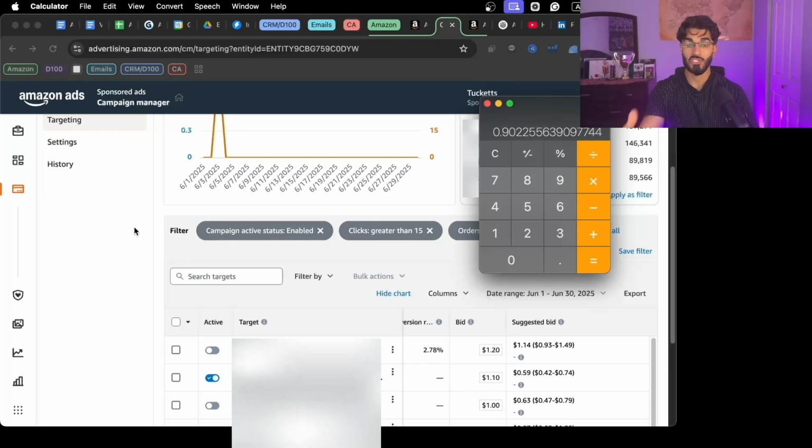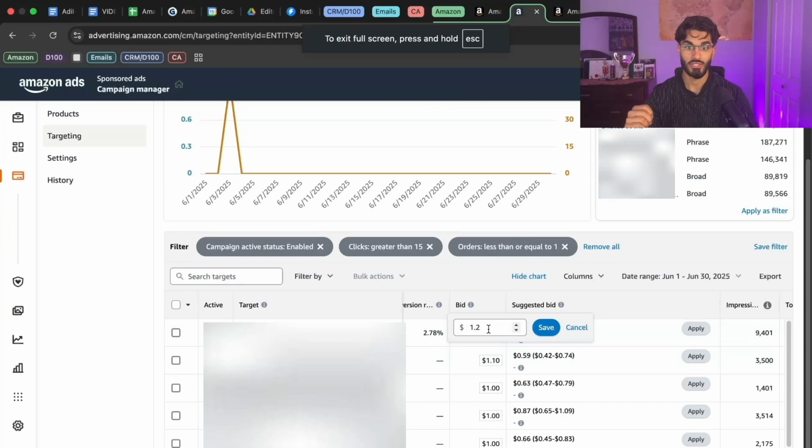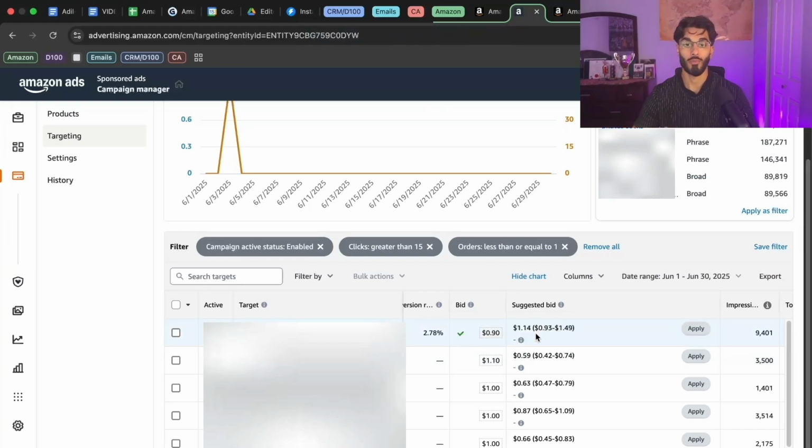Now I'm doing it for these terms because we're not converting well from them anyway. So why should we overspend on terms or products where we're not converting well anyways? We're going to shoot our ACOS up. We want to gradually reduce this so we can bring that ACOS down and focus more of the budget on other products, which I'm going to show you here. So 90 cents is the new bid. I'm going to just change this bid to 90 cents instead. And boom. You want to do that for all the products based off of all the thresholds you set.